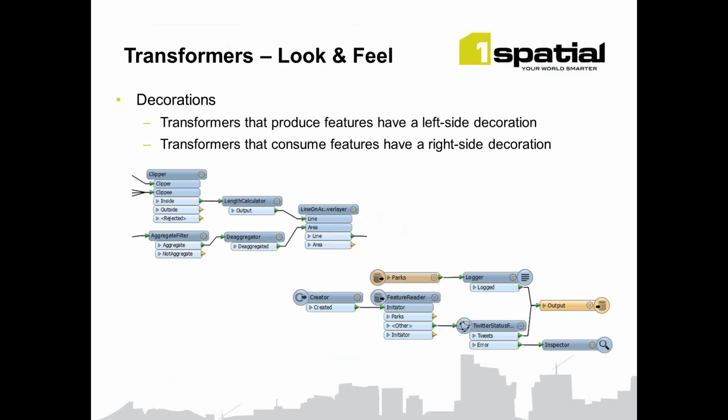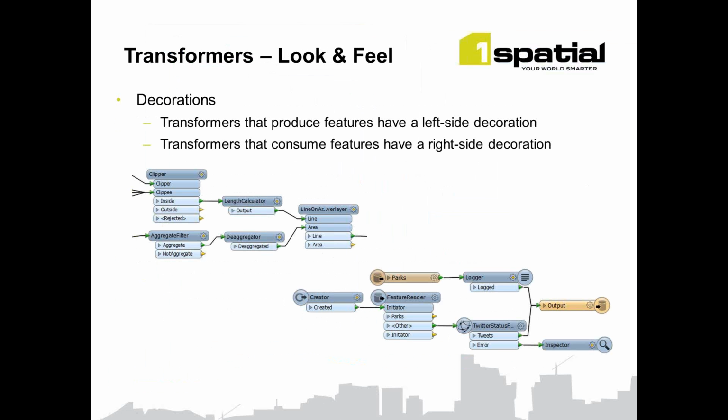Focusing for a moment then on transformers, the look and feel has changed quite a bit. SAFE have introduced a concept called decorations to their transformers. The ones on the top left there are more standard transformers that process data through them from one place to another and carry out an operation. The ones in the bottom right-hand corner have these little adornments or decorations that indicate that they are either generating data like the creator. The creator is building some data and publishing that into the workspace.